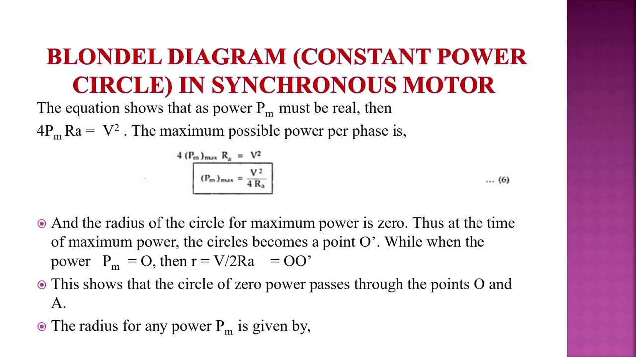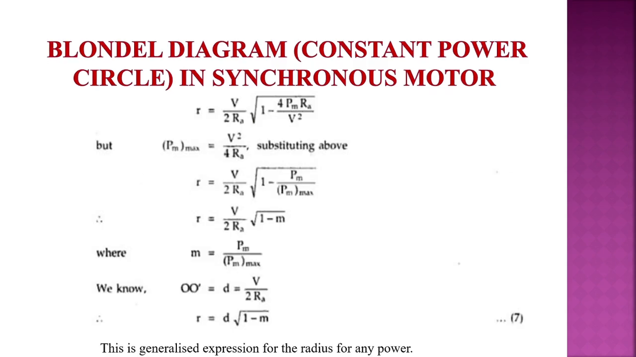This shows that the circle of zero power passes through the points O and A. The radius for any power PM is given by R is equal to V by 2 RA under root 1 minus 4 PM RA by V square. But PM max is equal to V square by 4 RA. Substituting in the above equation, R is equal to V by 2 RA root of 1 minus M, where M is equal to PM by PM max. Now we know that OO dash is equal to D is equal to V by 2 RA. So R becomes equal to D root 1 minus M. This is the generalized expression for the radius for any power of a synchronous motor.